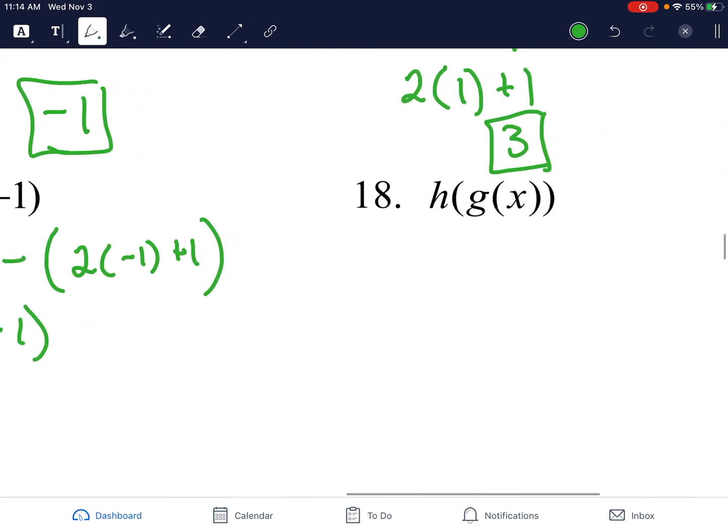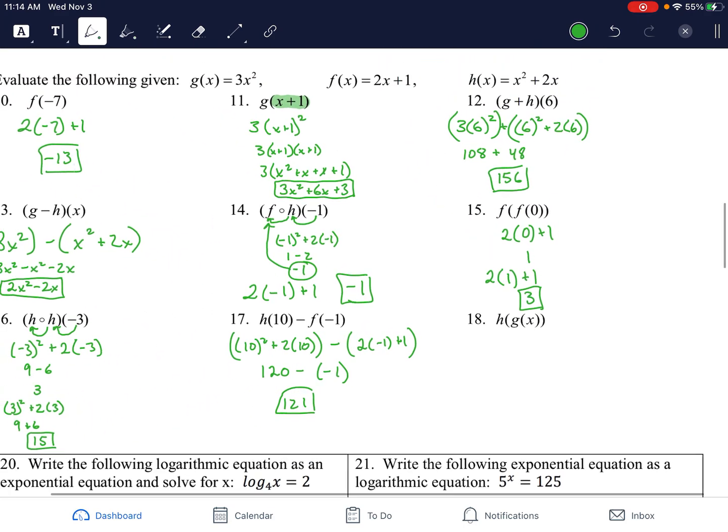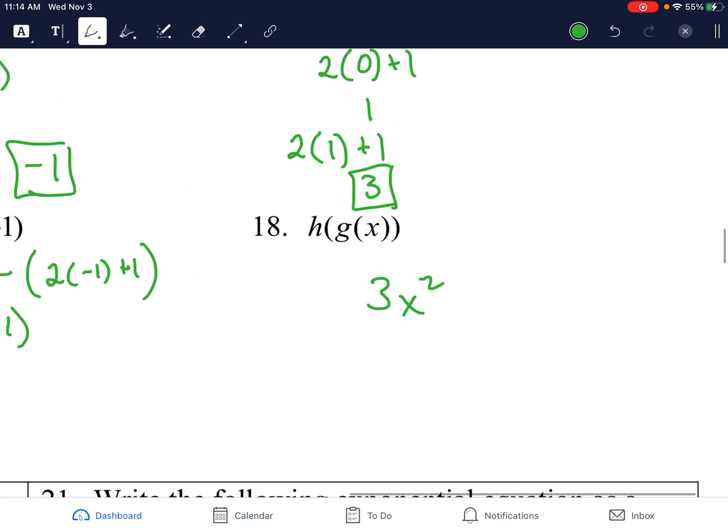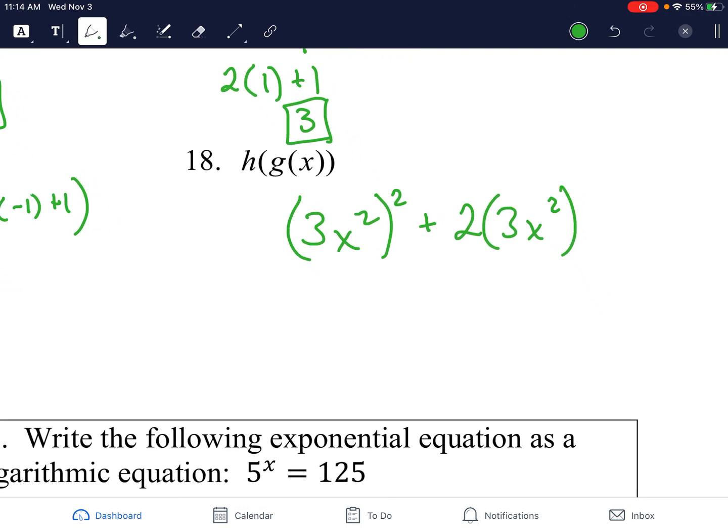Lastly, I'm putting g of x into g, and g into h. The g function is 3x squared, and the h function is x squared plus 2x. So I'm putting 3x squared into both x's of the h function. This is going to be (3x squared) squared plus 2 times 3x squared.